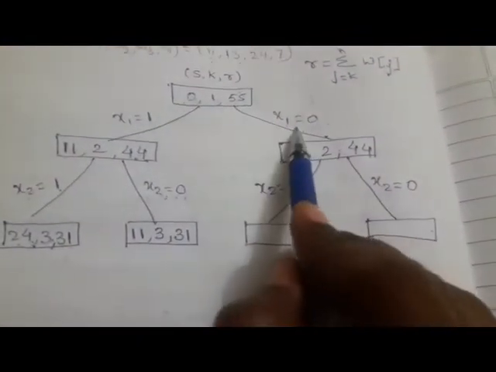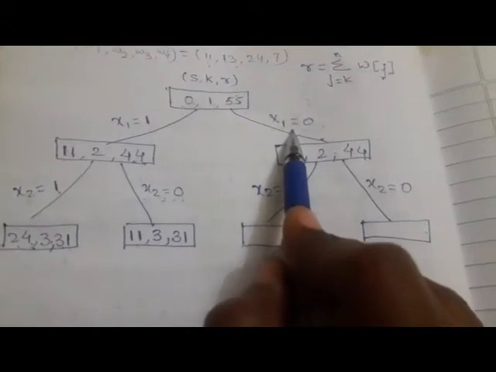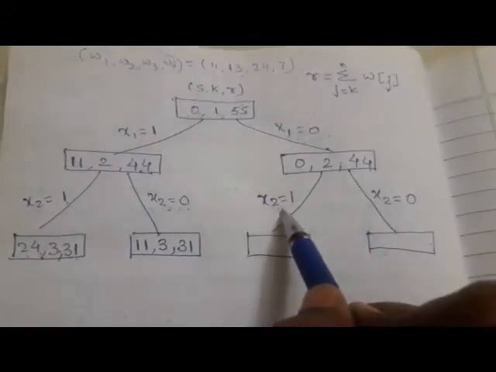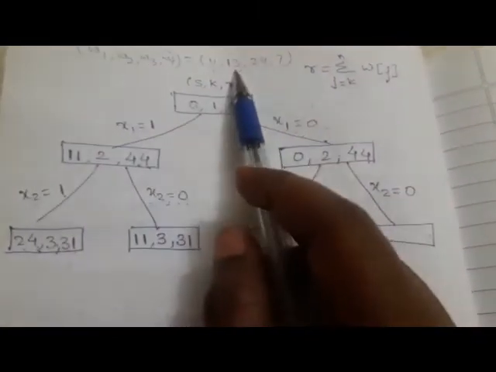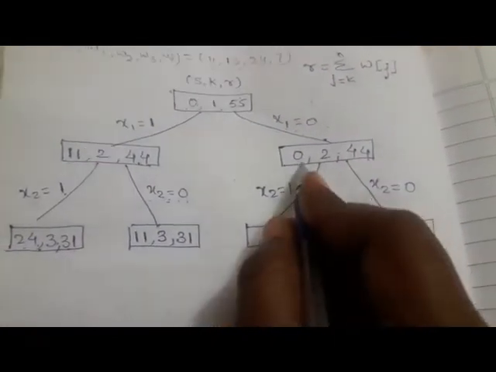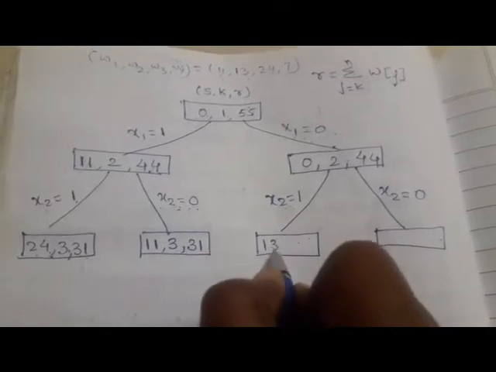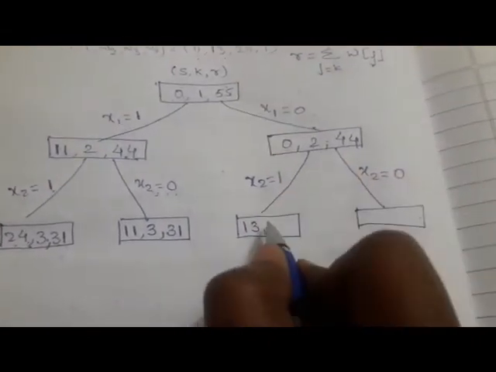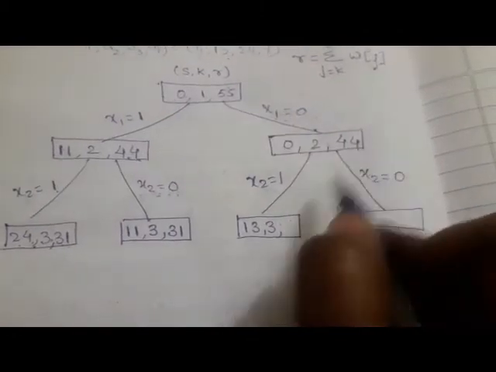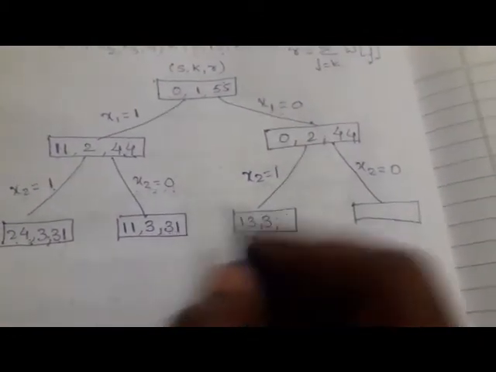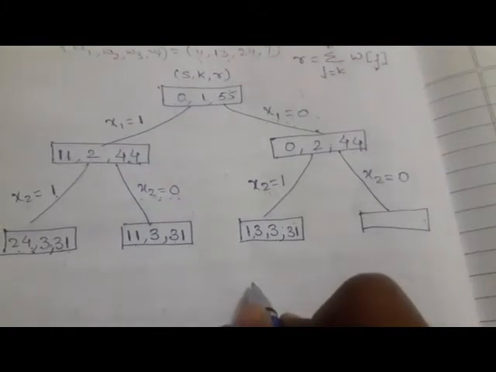Okay, now here the first weight is not included, but we have to include the second weight. So the second weight is 13. So we add 0 plus 13, it is 13. The value of k is incremented, that is 3. And from this 44 we subtract 13, so it will be 31.